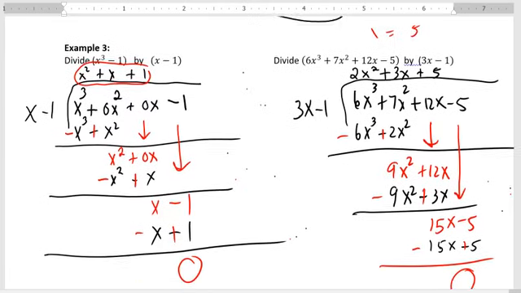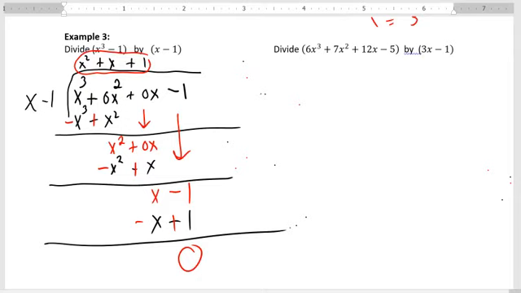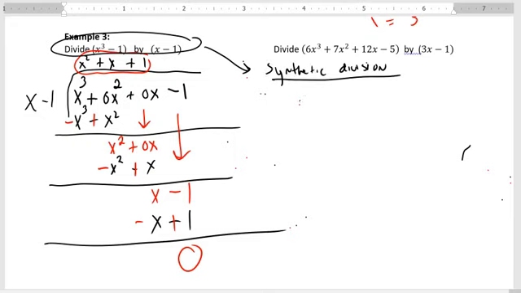Okay, so let's look at these examples here. Okay, so let's do this problem using synthetic division. So the coefficient for x cubed is 1. There's no x squared, there's no x. Then we have minus 1. So here, since we're dividing by x minus 1, then we'll use a positive 1. So we bring down the 1.